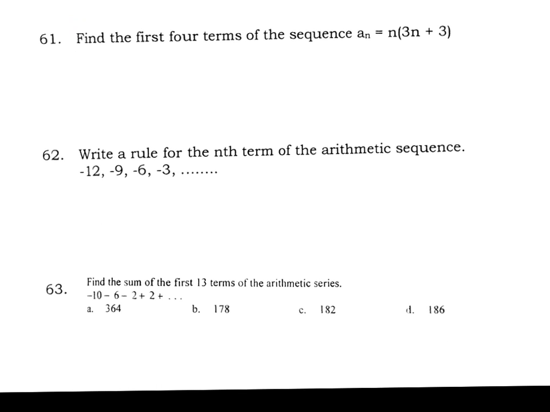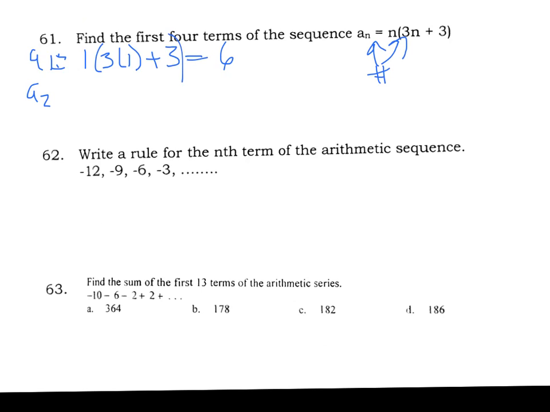So 61 says write the first 4 terms of the sequence. Well, remember that when I want a term, all I have to do is plug in the term number for n. So if I want term 1, all I have to do is input a 1. A1 equals 3 times 1 plus 3. Let's see, that evaluates 3 times 1 plus 3. 3 plus 3 is 6.